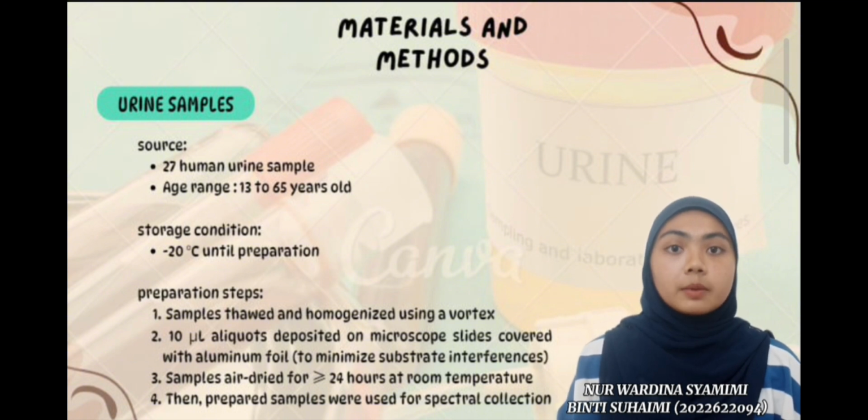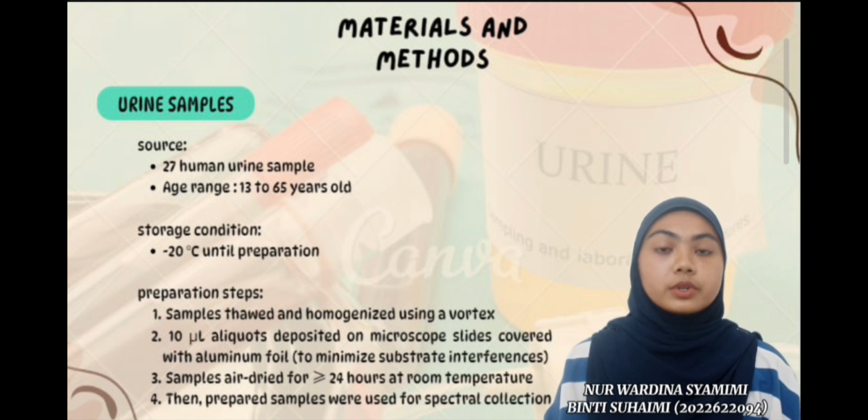For consistency, the sample preparation protocol followed the same standardized method. First, the frozen urine samples were thawed at room temperature. Next, they were homogenized using a vortex mixer to ensure even consistency throughout the sample. Then, 10 microliter aliquots of each sample were deposited onto microscope slides that had been covered in aluminum foil. The foil served to reduce substrate interference during spectral analysis. Finally, the prepared slides were dried for at least 24 hours at room temperature before any spectral data collection took place.